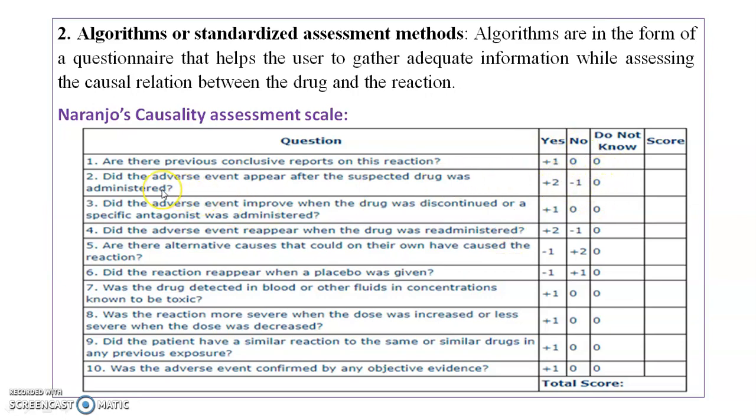The questions go like this, a total of 10 questions, where you identify whether the reaction appeared after readministration of the particular drug. If so, it is +2. If not, it is -1. Did the reaction reappear when the placebo was given? If yes, -1; if no, +1. So these are the 10 standard questions we use to identify causality in a particular ADR.